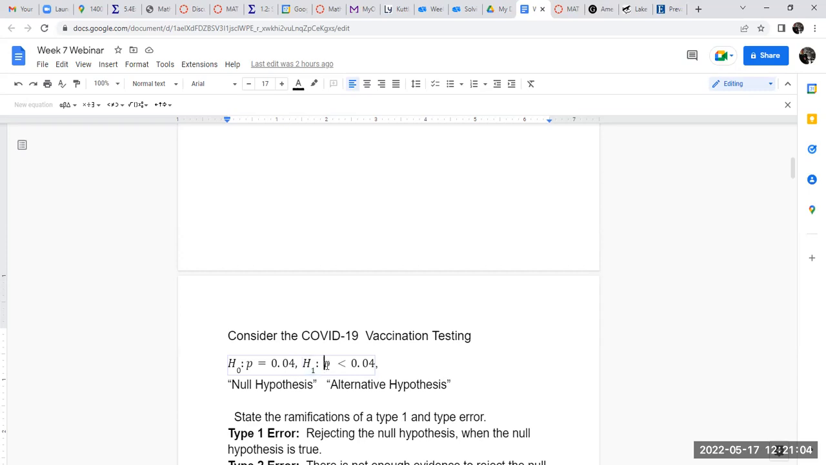Colon, and then we still have a P because it's still a proportion of people who got COVID. But now it's what we're trying to show: that the proportion of people who are vaccinated who got COVID is less than 4%. Any questions on that?